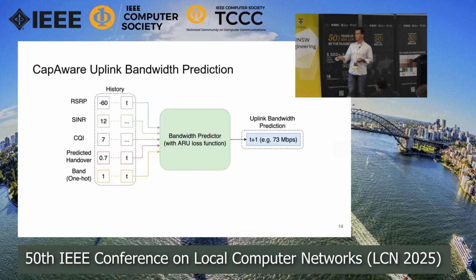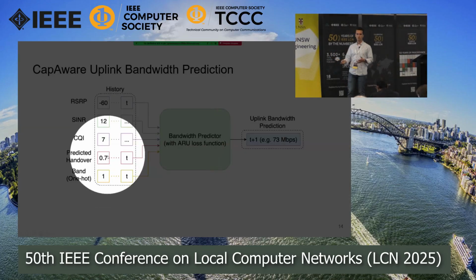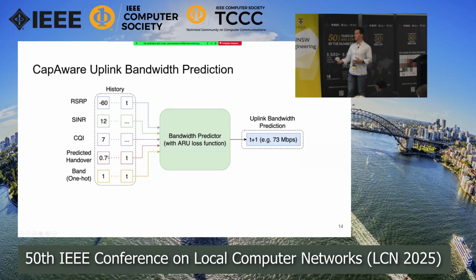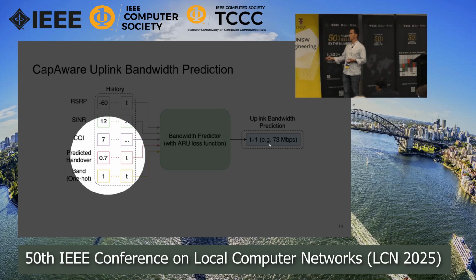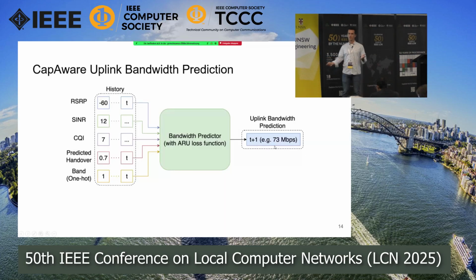Just to round up the bandwidth part, now we have the predicted handover information coming into our model, rather than just 0 and 1, handover or no handover, as well as our custom loss function. And after some milliseconds, we get an output. For example, it could be something like 73 megabits of predicted bandwidth.